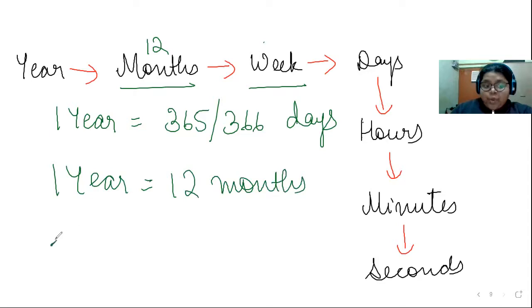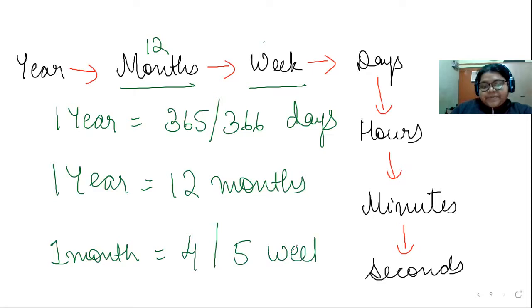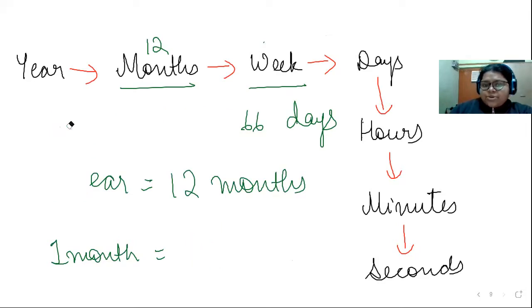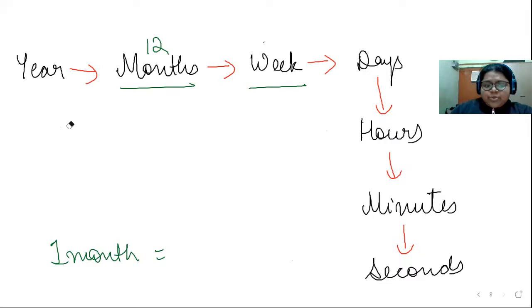Okay, 1 month equals how many weeks? It can be 4 or 5 weeks. Got it? So 1 month can be 4 or 5 weeks. Or we can also write it like this: 1 month is equal to 4 or 5 weeks.